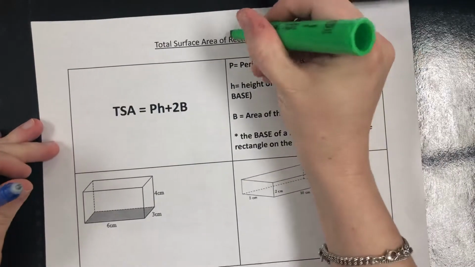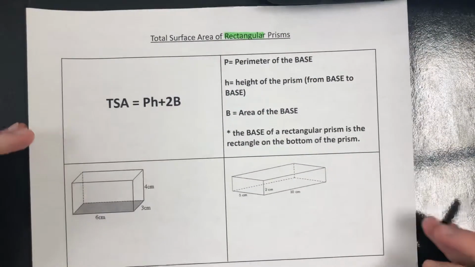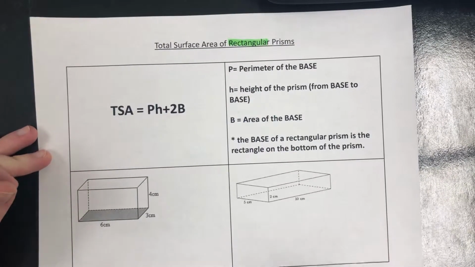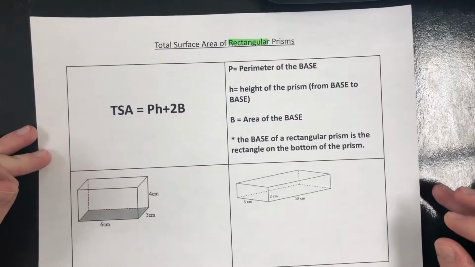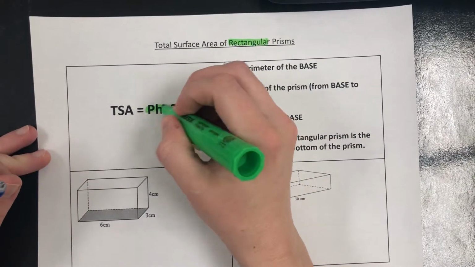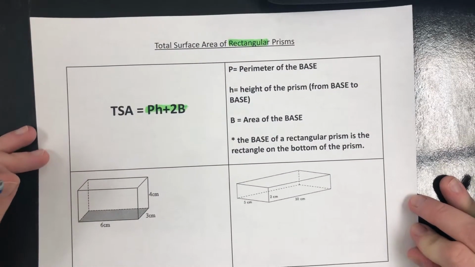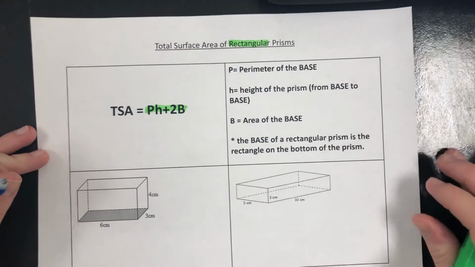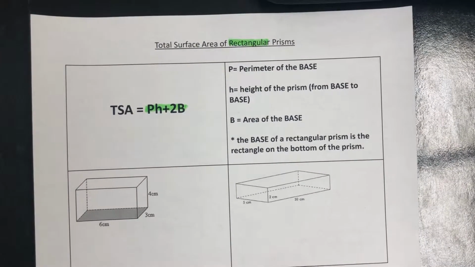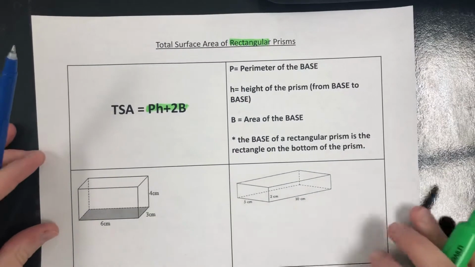Of course, a rectangular prism is a 3D shape that's entirely made up of rectangles. There are 6 rectangles that make up this shape, and there's a formula that we use, Ph + 2B, which will help us find the total surface area of the shape. Before we can move on, we absolutely have to know what these pieces of the formula mean.